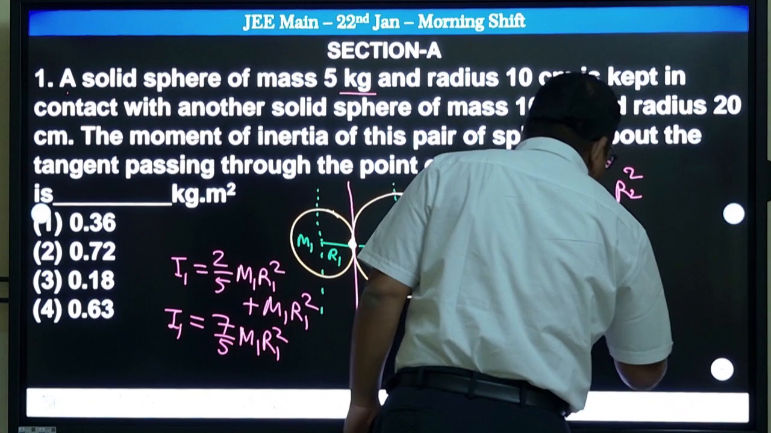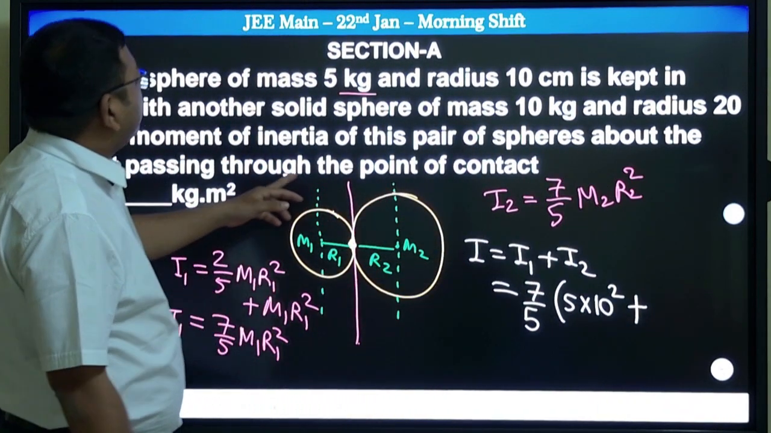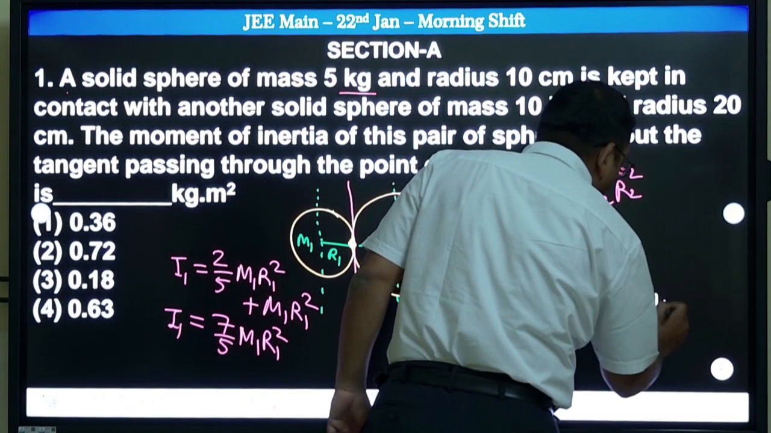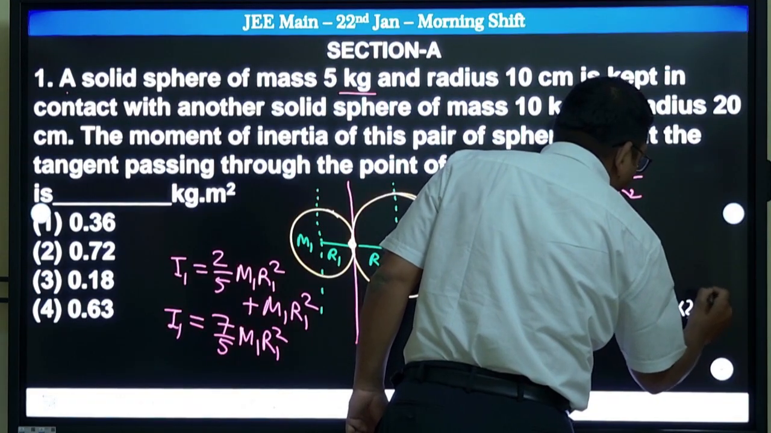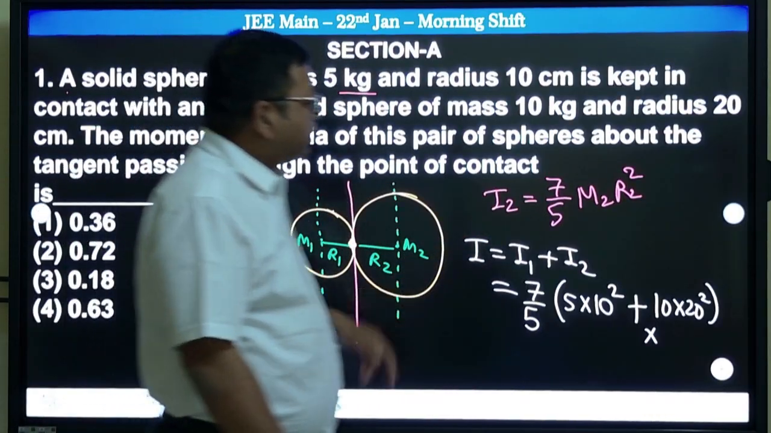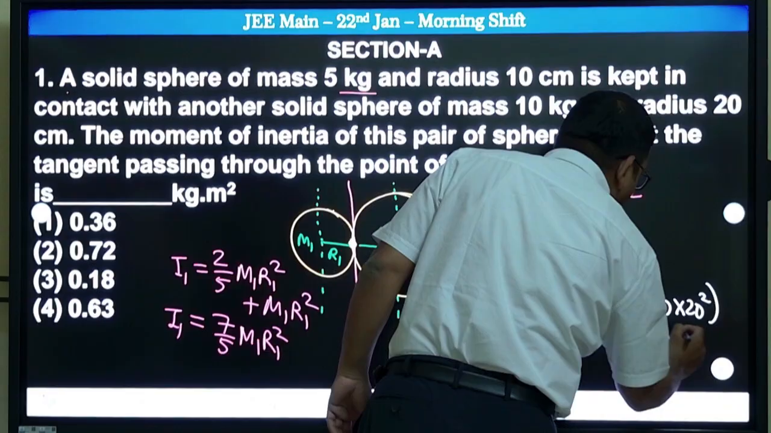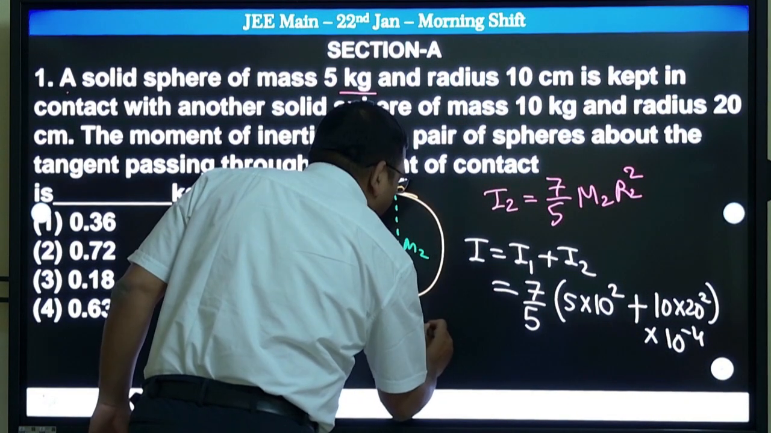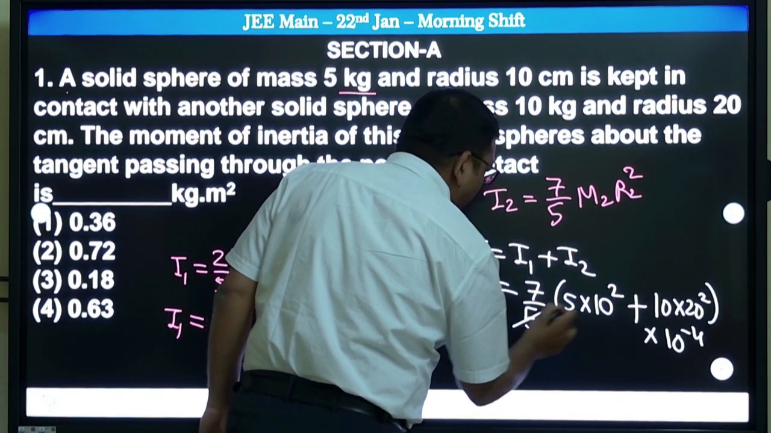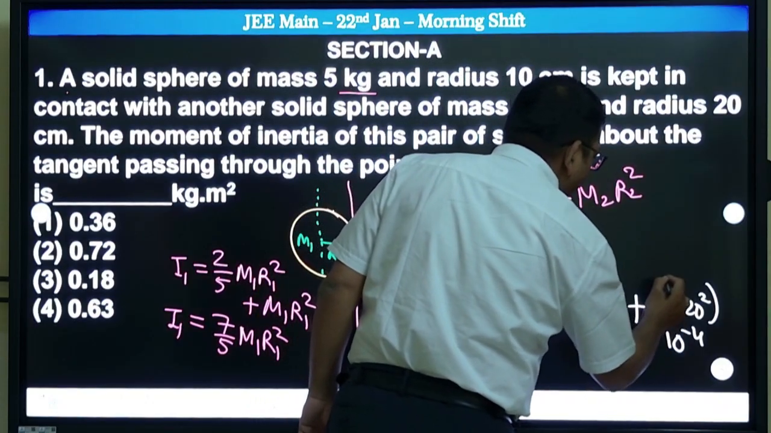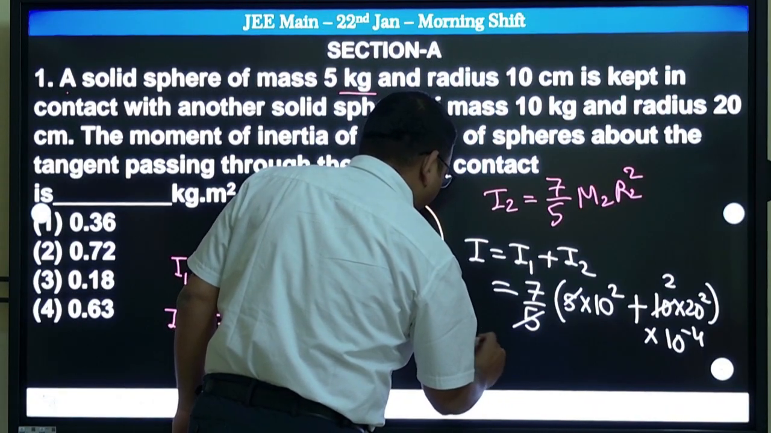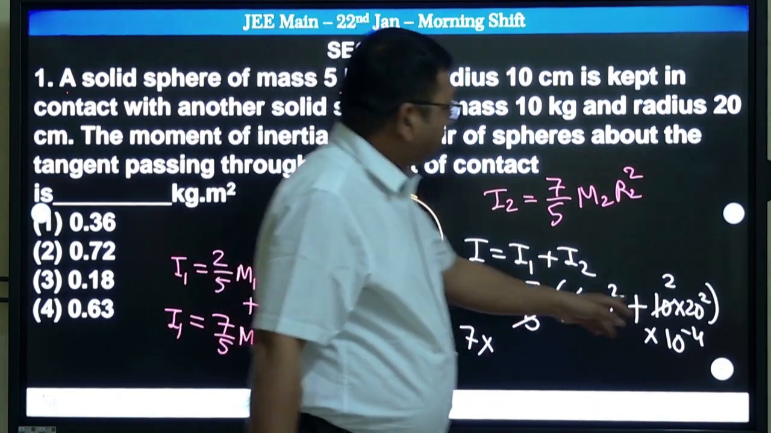We'll convert them. Now this one m into r square, so mass is 10 kg and 20 square, so 10 into 20 square, right? And finally we have to convert centimeter square into meter square, so 10 to the power minus 4 we have to multiply. Now do the calculation. How can we do the calculation? First we can cancel out this 5 with 5 and this 5 with 2, right? And 10 square you can take out.